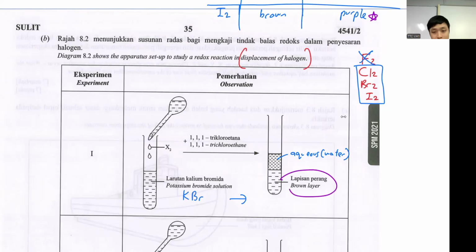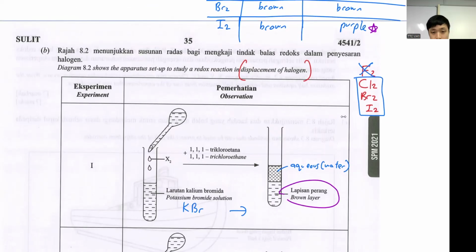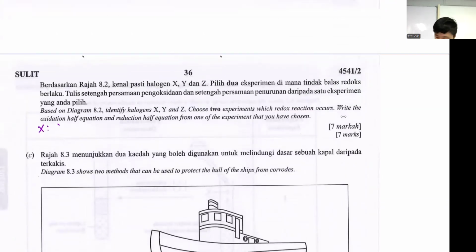But this one you will get only a brown layer. So it cannot have iodine and also cannot have chlorine in the bottom part. Do you think it's possible to add iodine? No. Iodine cannot displace bromine, so iodine would remain and you would get purple. But you didn't get purple, so this is not iodine. And of course, adding bromine to KBr doesn't make sense, it won't react with itself. So it can only be chlorine. So for the first one, X is chlorine.